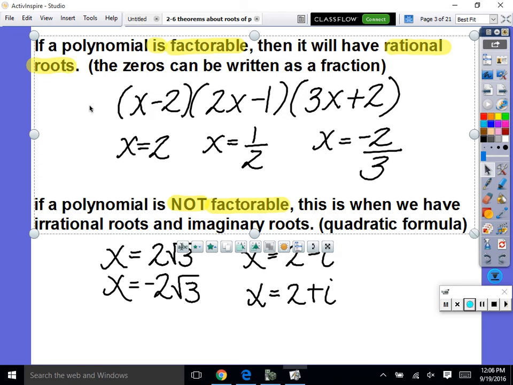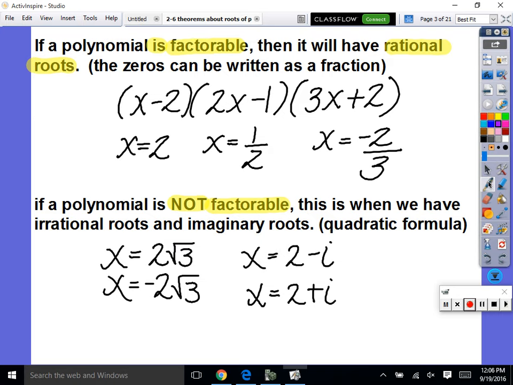So if a polynomial is not factorable at a certain point, then that's when we're dealing with irrational roots, such as x is equal to 2/3 of 3, and x is equal to -2/3 of 3. And then also when we have imaginary roots. So these ones, guys, are real roots. They're going to cross the x-axis, correct? But they can't be written as a fraction. These ones would be roots that never cross the x-axis.